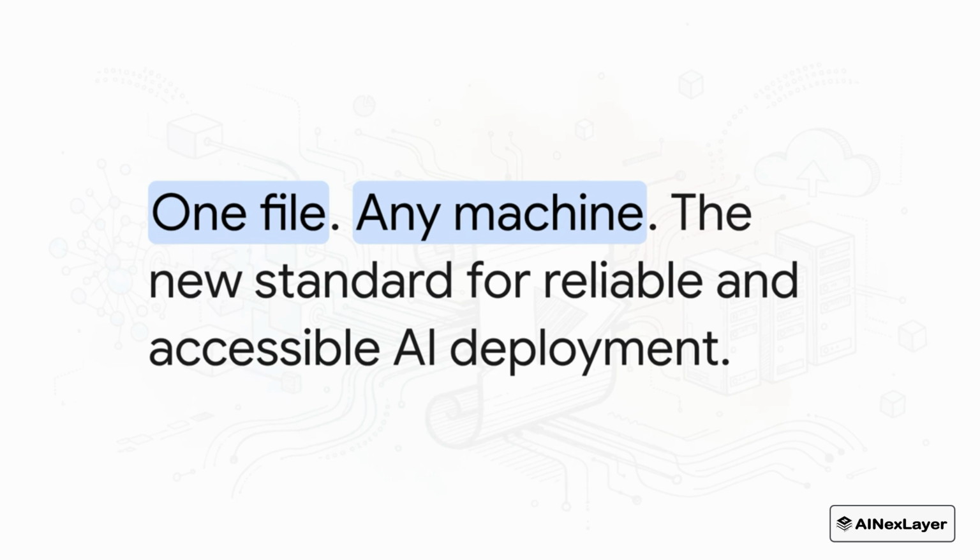So the big takeaway here is the sheer power of this simplicity. By boiling down a complex AI model into one single portable file, Encoder File just smashes the barriers to entry for AI deployment. It makes it so much easier, faster, and more reliable to get powerful AI tools into more applications than ever before. One file, any machine. This is what the future of accessible, practical AI really looks like.